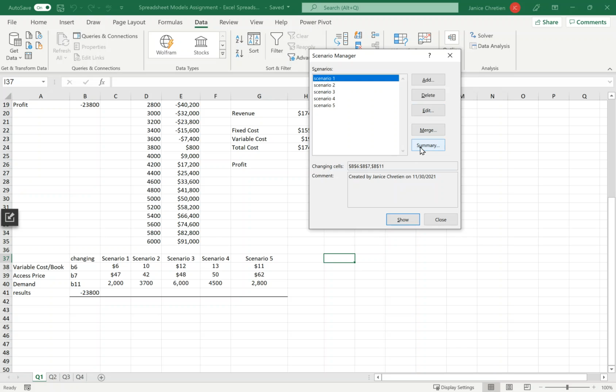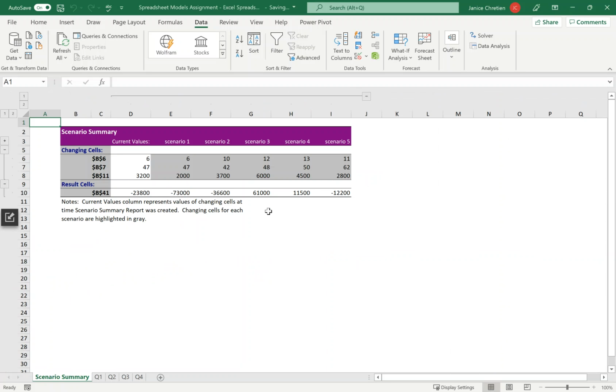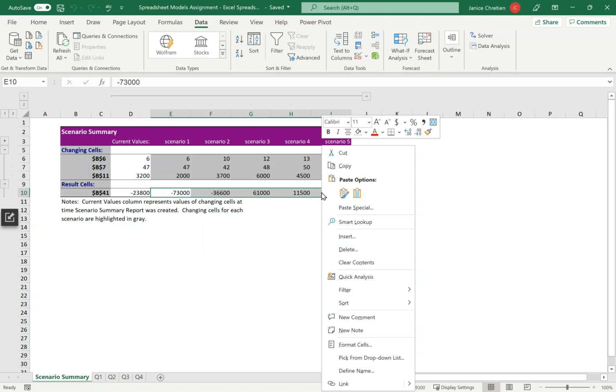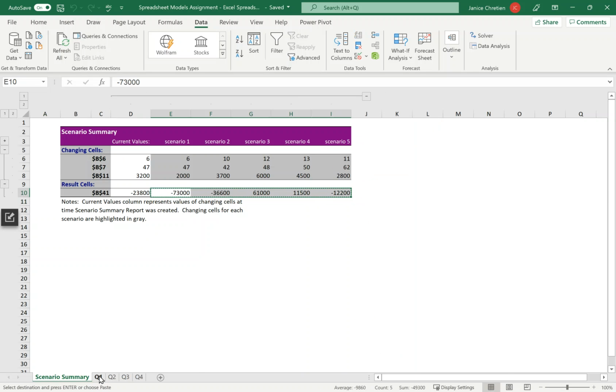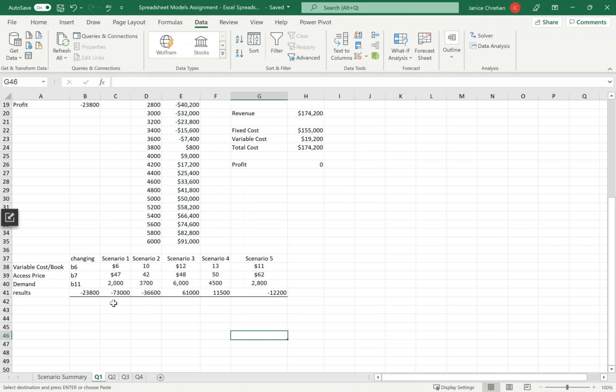What you're going to do is you're going to click Summary, and the results cell is going to be this right here. That's going to be B41. Tell it OK. It built a whole other sheet for you. And then you're going to take this bottom where it says results for your 5 scenarios. You're going to copy it over. And then you can answer the questions because it wanted to know which scenario yields the highest profit and what was the amount.